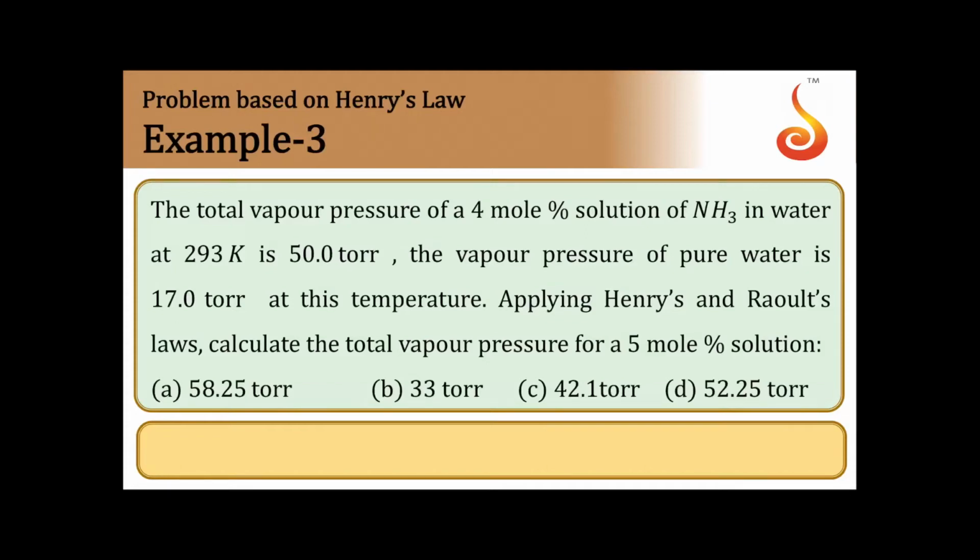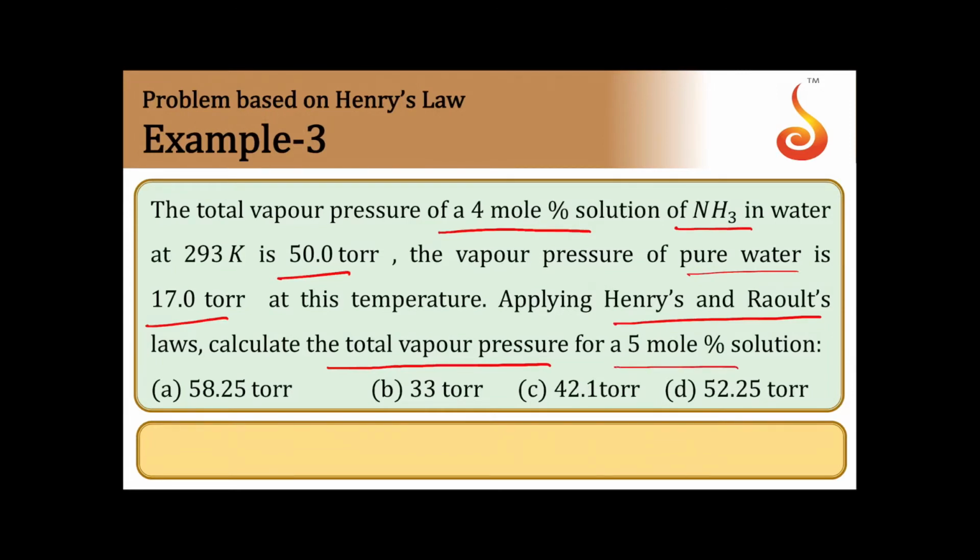Example 3. The total vapor pressure of a 4% solution of ammonia in water is 50 torr. The vapor pressure of pure water is 17 torr at this temperature. Applying Henry's law and Raoult's law, calculate the total vapor pressure for a 5% solution of ammonia.